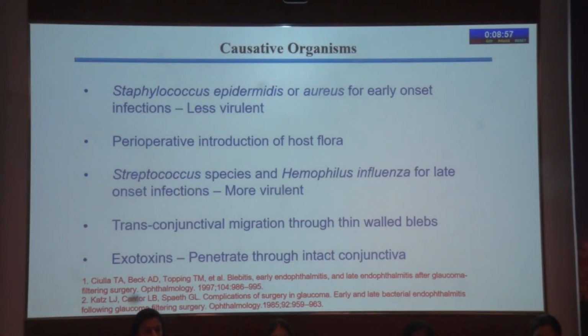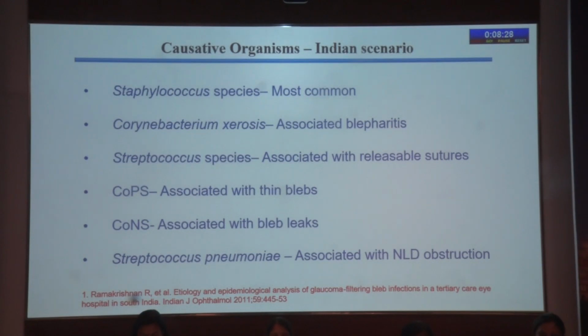As far as the causative organisms are concerned, Staphylococcus epidermidis or aureus are responsible for the early onset infections. These organisms are less virulent, and the infection is caused by perioperative introduction of the host flora. Streptococcus species and Haemophilus influenzae, on the other hand, are responsible for the late onset infections, and these are more virulent, and infection occurs through transconjunctival migration through thin-walled blebs. They also produce exotoxins which facilitate their penetration through intact conjunctiva. As far as the Indian scenario is concerned, a similar profile is also seen. A few other specifics are Corynebacterium xerosus for blebitis associated with blepharitis, and Streptococcus pneumoniae for blebitis associated with nasolacrimal duct obstruction.